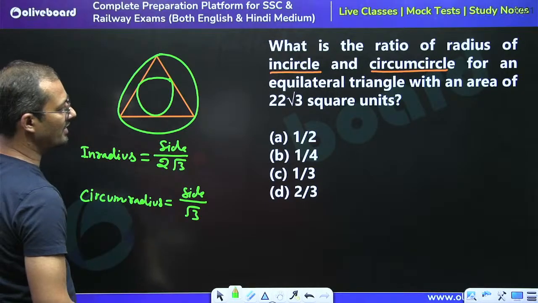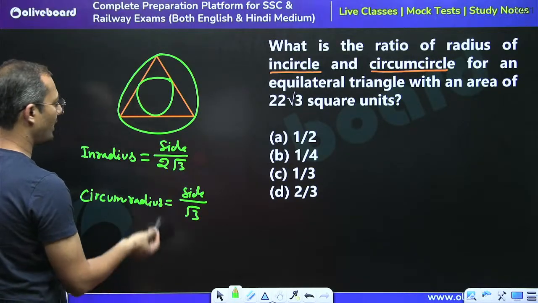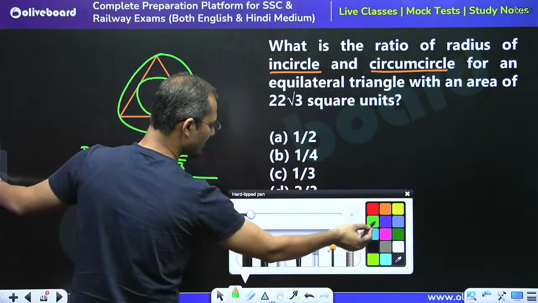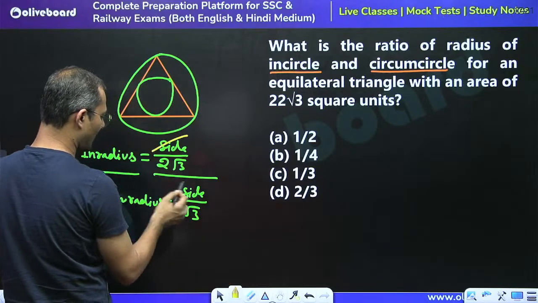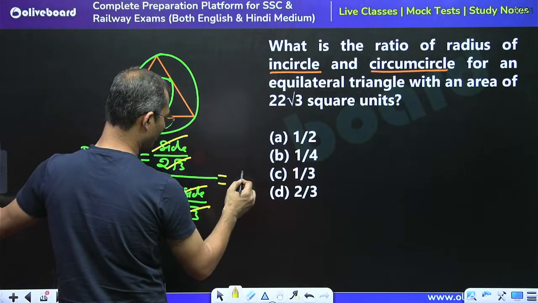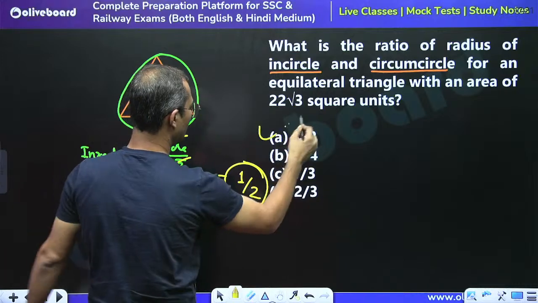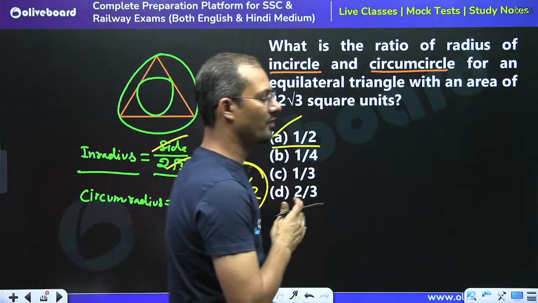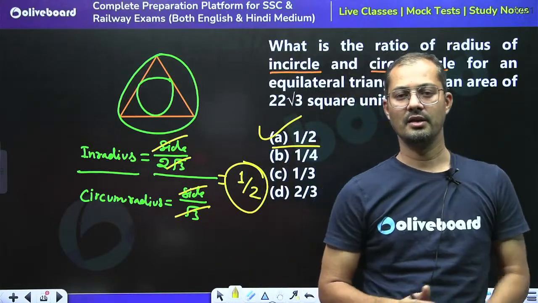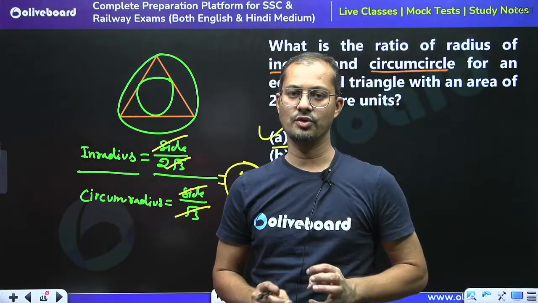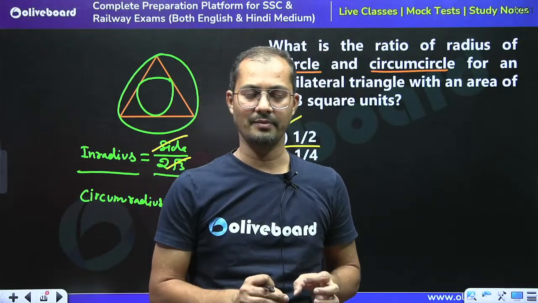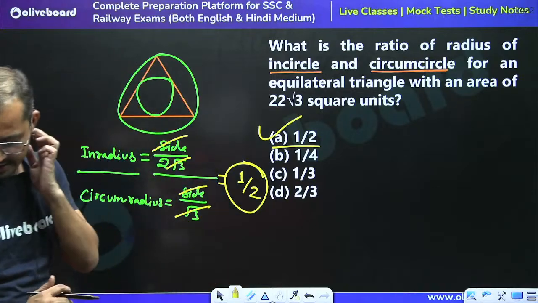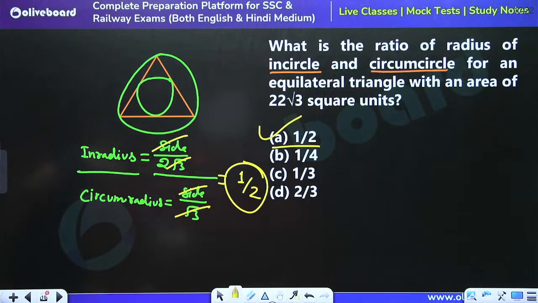So we have to calculate the ratio, taking the inradius first. The side would be cancelled, leaving root 3 in both, so 1 by 2 is the right answer. For all dimensions of an equilateral triangle, the ratio between inradius and circumradius is fixed, that is 1:2. 1:2 is the right answer.